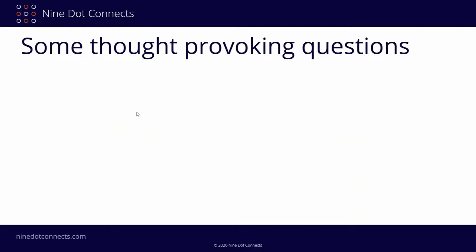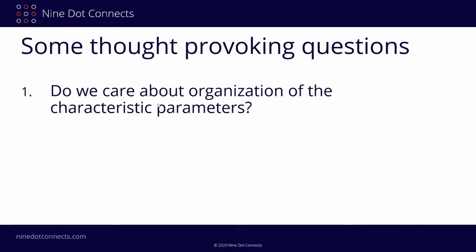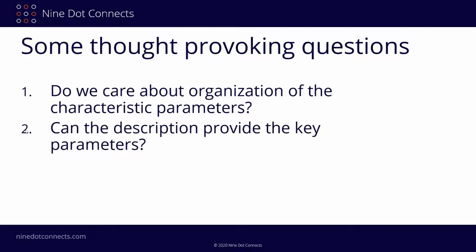Okay, so some thought-provoking questions for you is that, do we actually care about the organization of the characteristic parameters? So again, going back to the main purpose, why do we have characteristic parameters? The only reason is to make an intelligent part decision. Once we've made that intelligent part decision, we really don't need it anymore. As a matter of fact, if you're going to debug it later on, or you can give it to a test engineer, they're going to go to the data sheet anyways. So that information was really there for that moment of time for you to make an intelligent part decision.